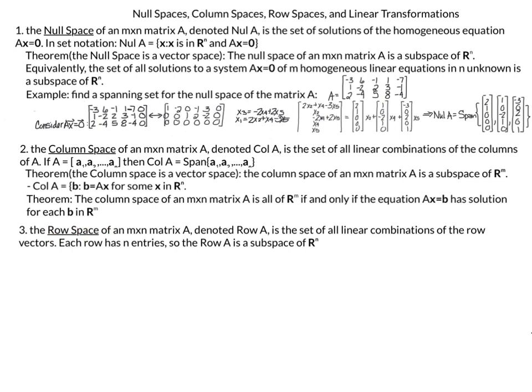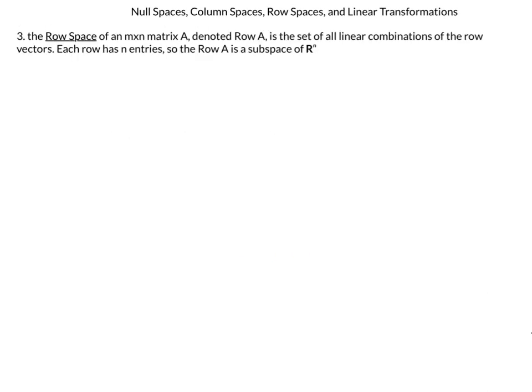Maybe we'd want to do row space, and that's denoted Row A, and it's the set of all linear combinations of the row vectors. Each row has n entries, so Row A is a subspace of Rn. So I've moved my definition of row space up here just to give us more space, no pun intended.